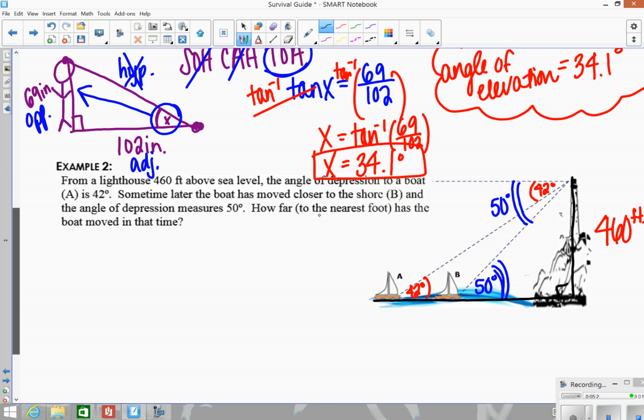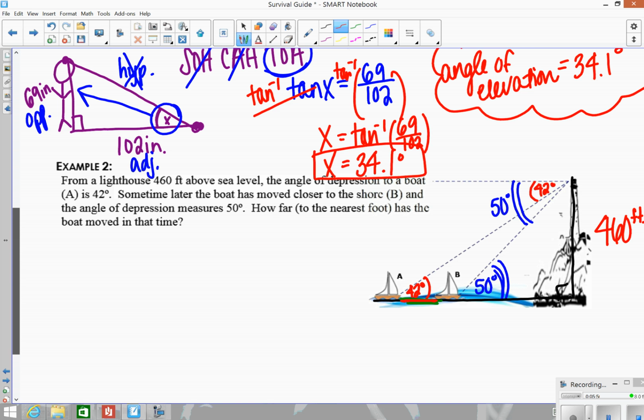So we want to know how far to the nearest foot has the boat moved in that time. So that means I really need to know this distance right here. That's what I'm trying to find. So the question is going to become, how are we going to find that distance? So in a problem like this, you always want to look for two triangles, because remember that right triangle trig only works on right triangles. So I can't just use this triangle right here, this obtuse triangle, because it doesn't have a right angle.